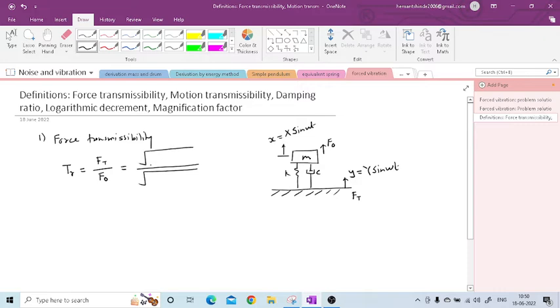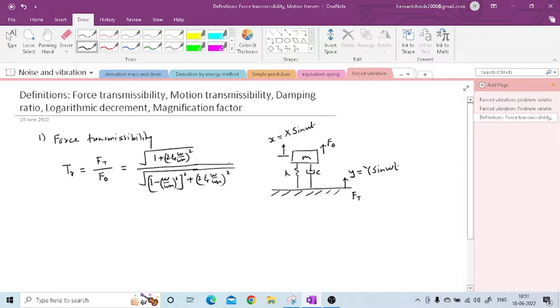first I will show you the formula, then I will tell you how to remember this formula. This formula is 1 plus (2 zeta omega by omega n) square, divided by the square root of (1 minus (omega by omega n) square) whole square plus (2 zeta omega by omega n) square. So this is the formula for the transmissibility of force.